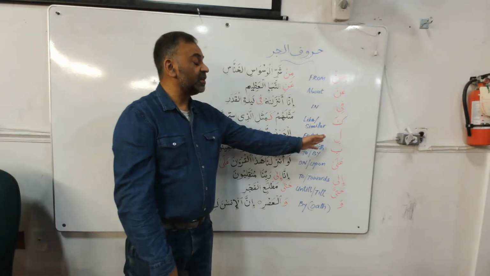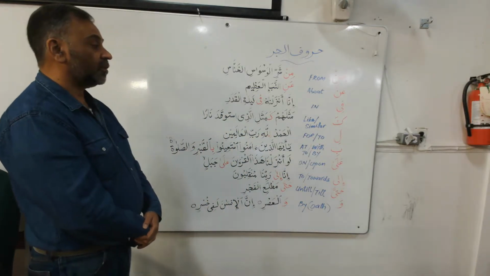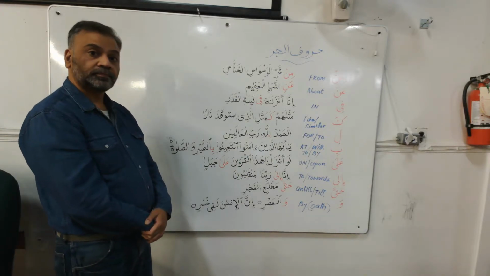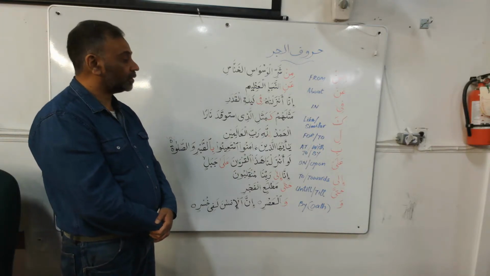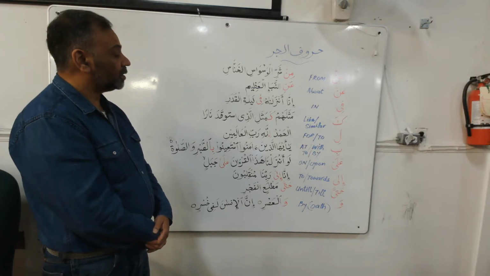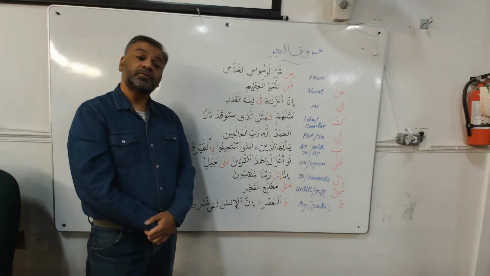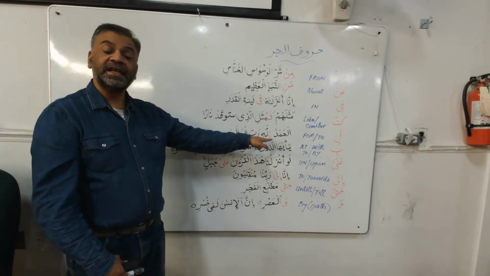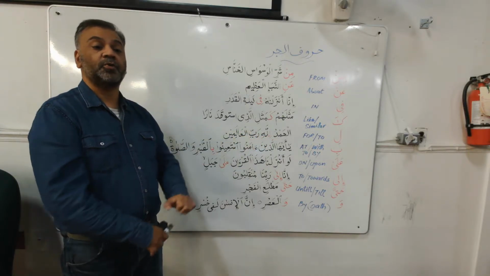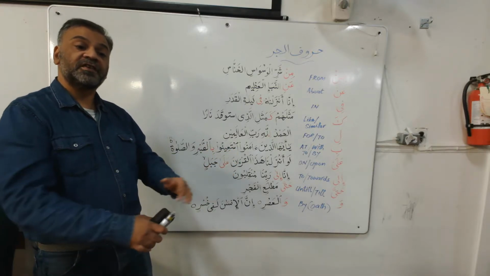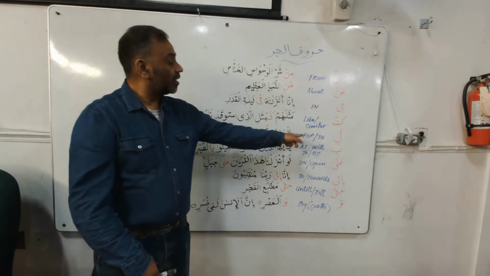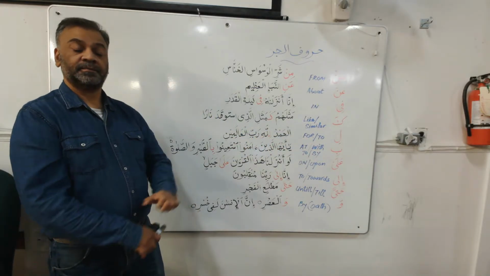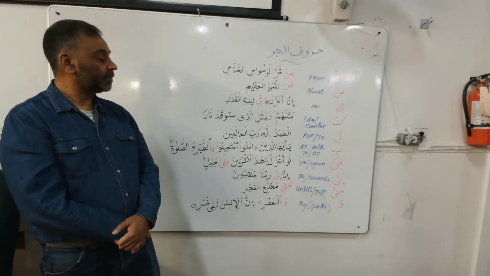The next one is li. Li means for or to. Alhamdu lillahi, harf jar li, Allahi, ism majroor. All praises are for or belong to Allah. Right?